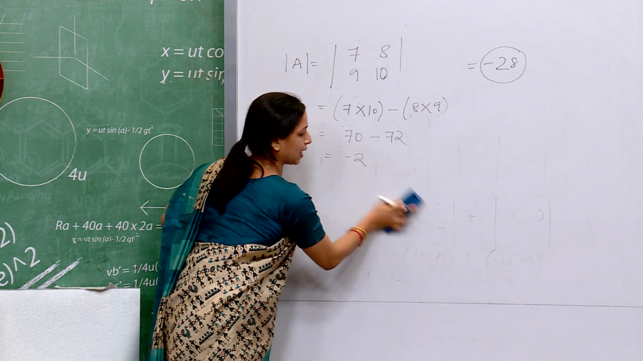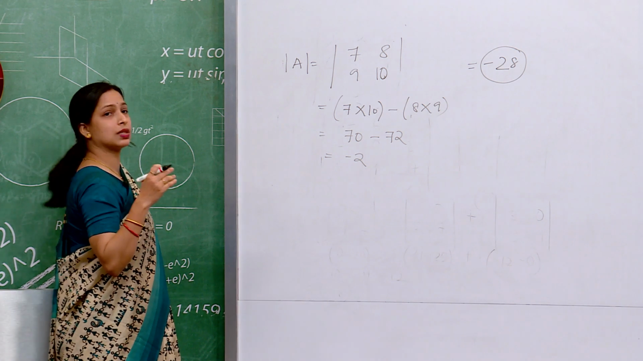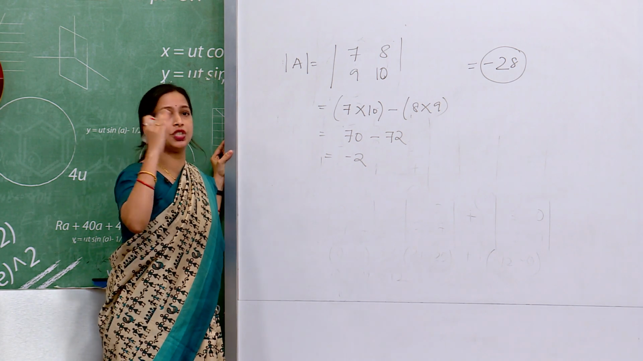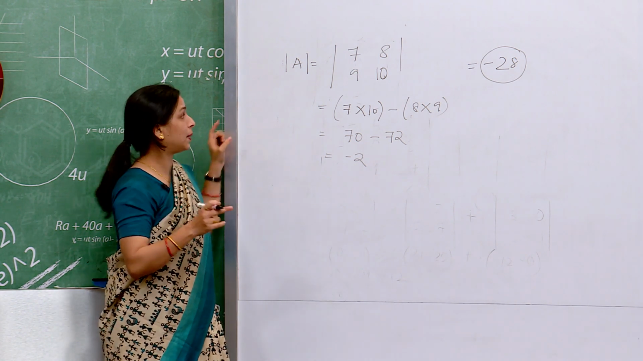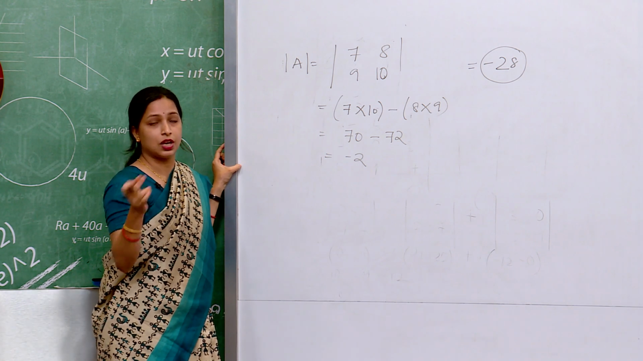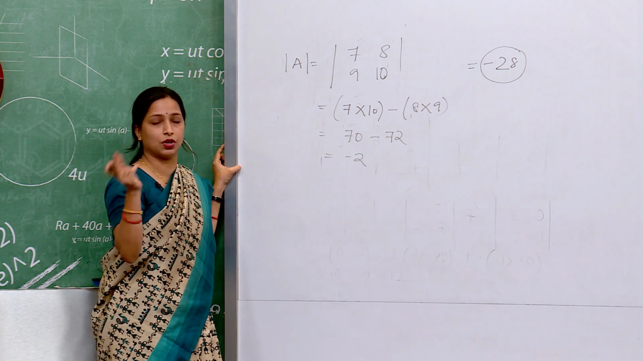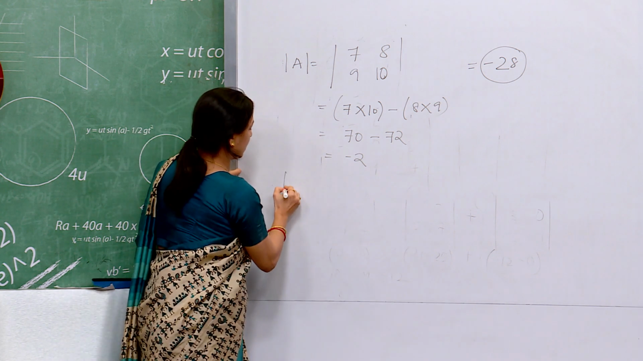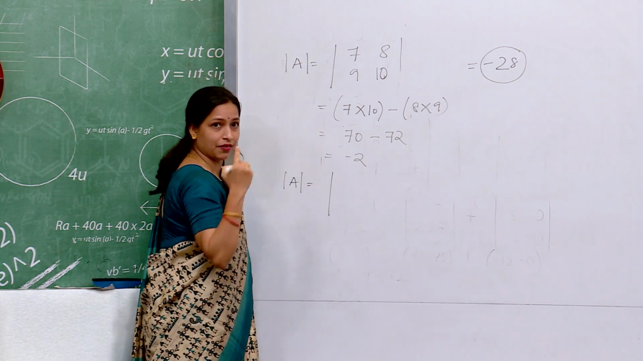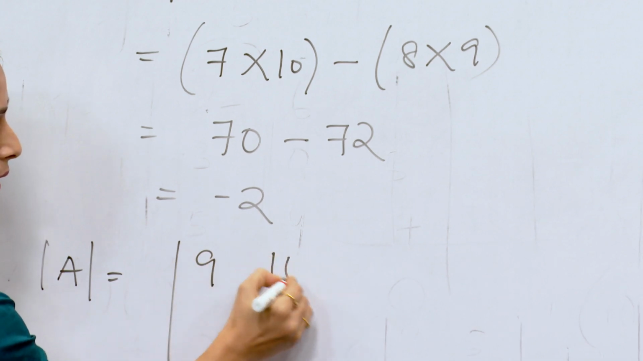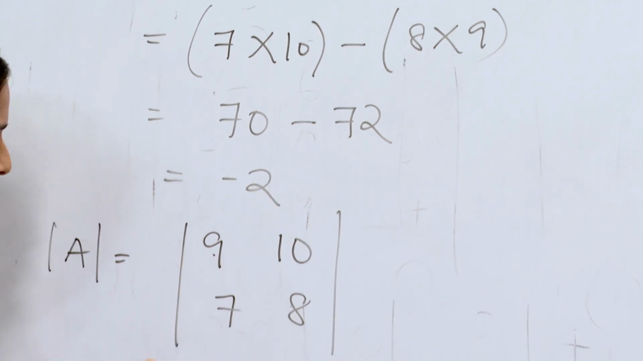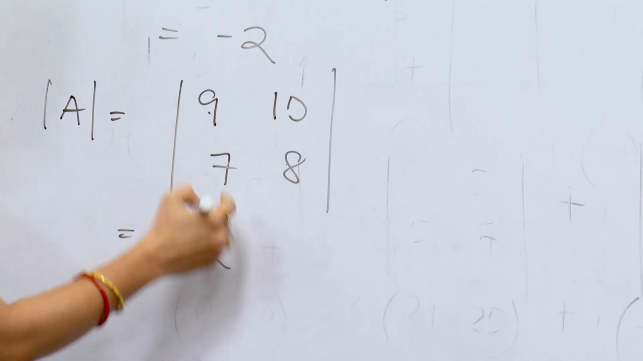Now, the property says that if any two adjacent rows or any two columns are changed. In the first property, the rows were changing into columns or the columns into rows, but here it is saying row 1 will become row 2 or row 3, column 1 will become column 2 or column 3. So, there is interchange between rows and columns, not interchange among them, right. So, let us say here row 1 will become row 2. So, I am placing 7, 8 in row 2. So, 9, 10 here and 7, 8 in row 2, right. So, now 9 into 8, 72, 10 into 7, 70.